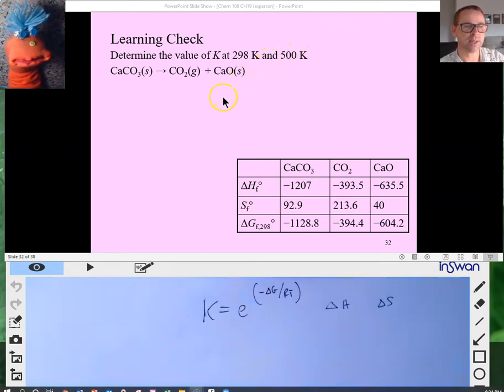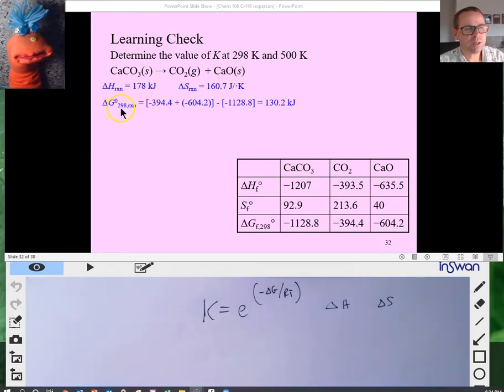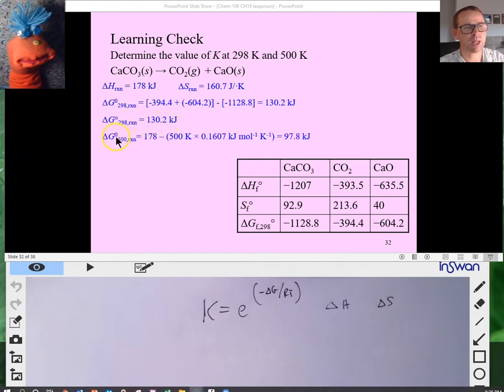So let's look at the delta H, all right? Again, products minus reactants from our tabulated values. Let's look at the delta S, same thing. We recognize that this is in joules and not kilojoules. And then delta G, this is finding the delta G at 298, which is what we talked about. Products minus reactants. And then we can get the delta G at 298, but then we can get it at 500 by taking our 178 minus 500 Kelvin times our delta S, right? That gives us 97.8 delta G at 500.